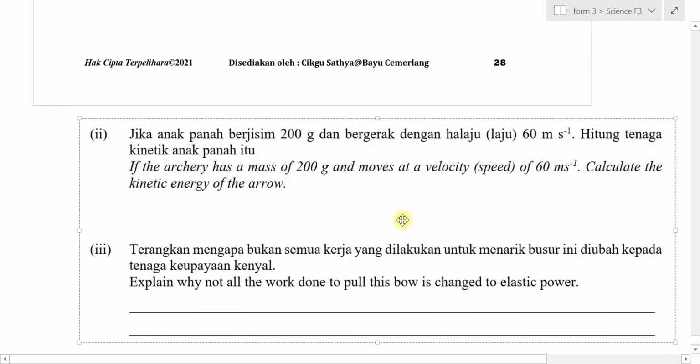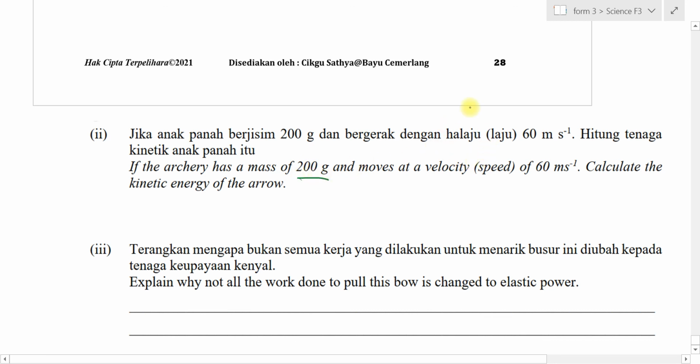Now the next question. If the arrow has a mass of 200 gram and moves at a velocity of 60 meter per second, calculate the kinetic energy of the arrow. So kinetic energy is half mv square. The mass is 200 gram, which you need to change to kg, 0.2, and 60 m s negative 1 is an SI unit, so you don't need to change anything. Okay, you calculate this.